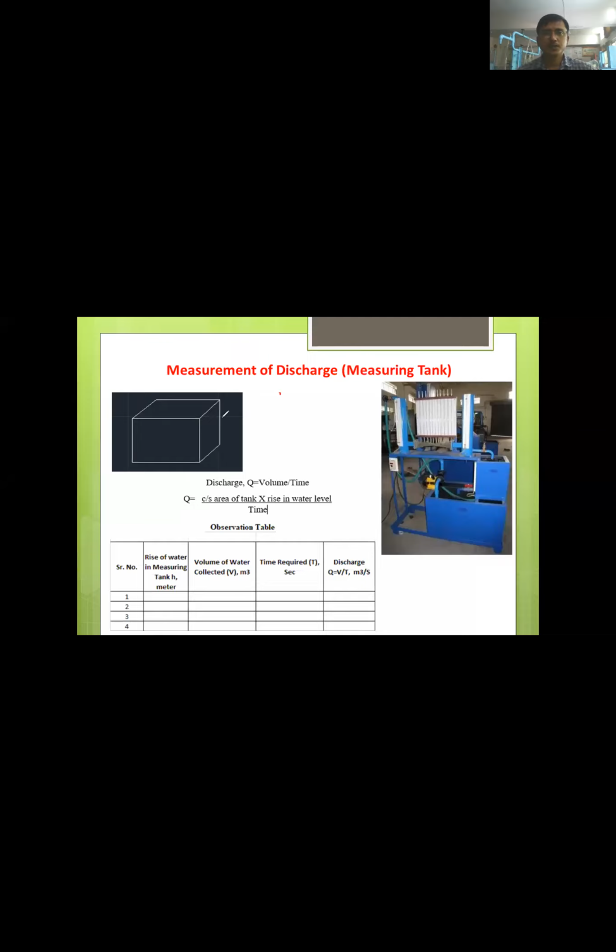So the formula to measure the discharge is Q is equal to, discharge is denoted by capital letter Q. So Q is equal to volume upon time. Okay, so volume is measured in meter cube in SI unit and time is measured in second. So the SI unit of discharge is meter cube per second. So how to measure the discharge? If the dimensions of the tank are L into B into H. Okay, so volume of tank will be L into B into H, right?